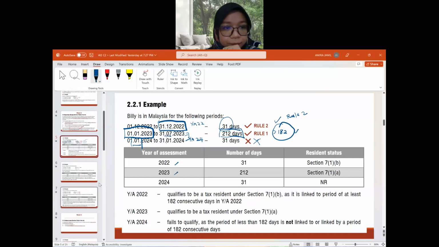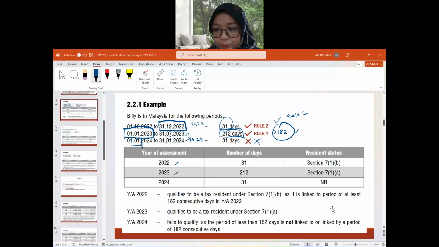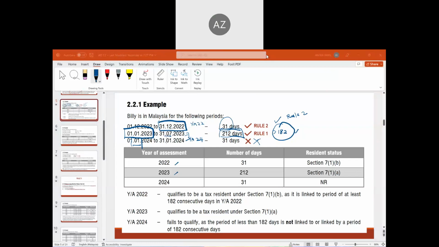For this part, is it clear? Clear, Doctor. Yeah. Clear. Okay, Alhamdulillah.